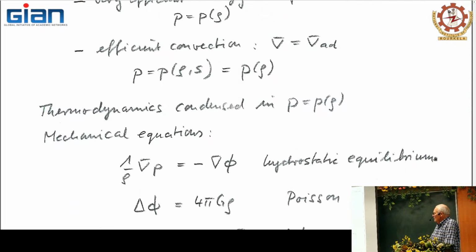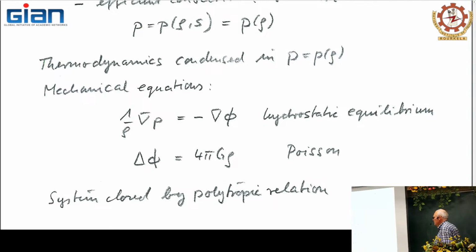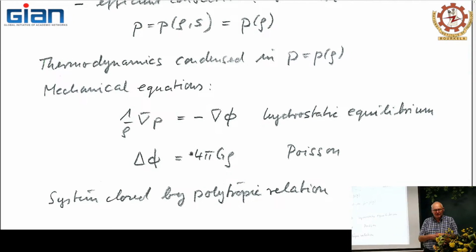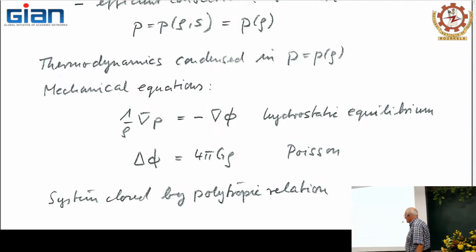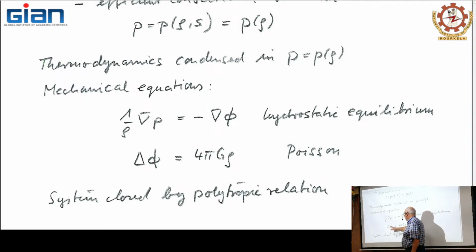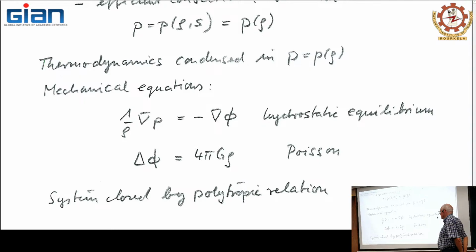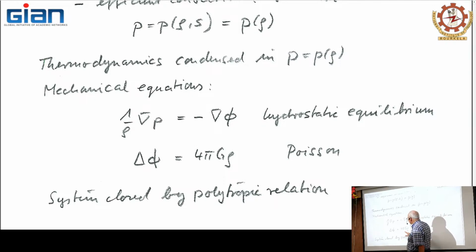Well, what we have to solve is the equation of hydrostatic equilibrium: 1 over the density times the gradient of the pressure is the gradient of the gravitational potential. And the gravitational potential itself, of course, has to satisfy Poisson's law. That means the Laplace operator acting on the potential is equal to 4 pi times the gravitational constant times density. So we have density, pressure, and the potential, and we have two equations.